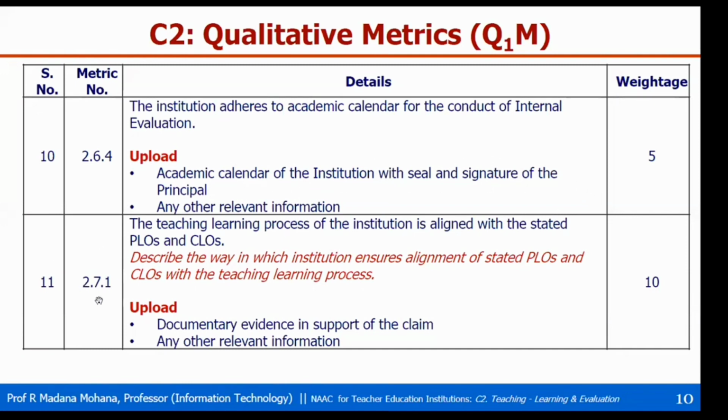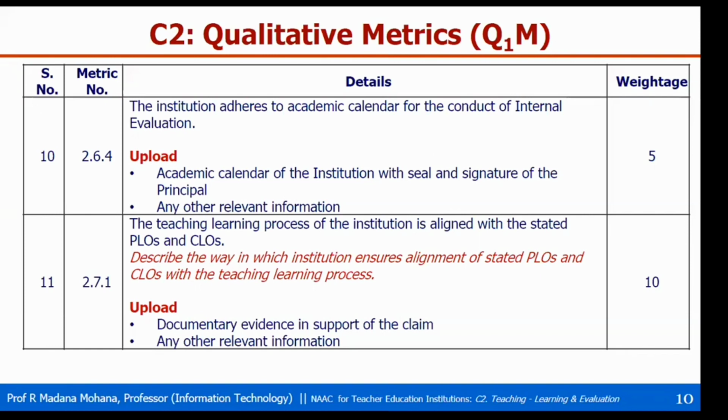And 2.7.1, which carries 10 points. This is very important. This is related to the teaching learning process of the institution, which can be aligned with the stated PLOs and CLOs. Here PLO stands for program learning outcomes and CLO stands for course learning outcomes. So for every program, here you need to clearly understand what is a program, what is a course. Generally, in our regular terminology, we call it a department. So department means any one department. In that department, many programs are there. Programs means UG is one program, PG is one program.